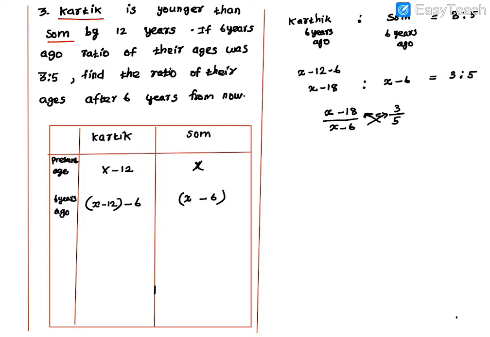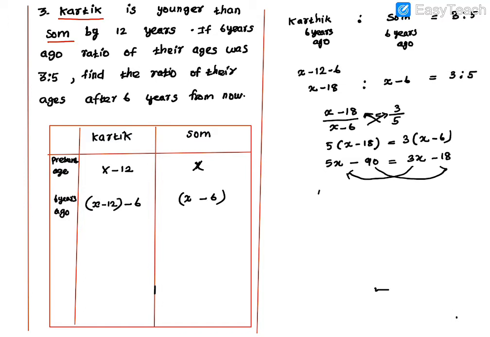So 5 into X minus 18 will be equal to 3 into X minus 6. So 5x minus, sorry, 90, because 18 into 5 is 90. So 3x minus 18. Take 3x to this side and minus 90 to this side. So 5x minus 3x is equal to minus 18 plus 90, because minus 90 will go to that side, so it becomes plus 90.